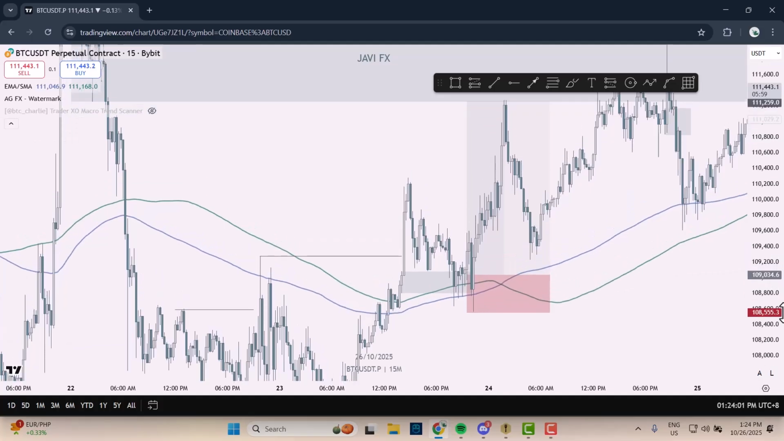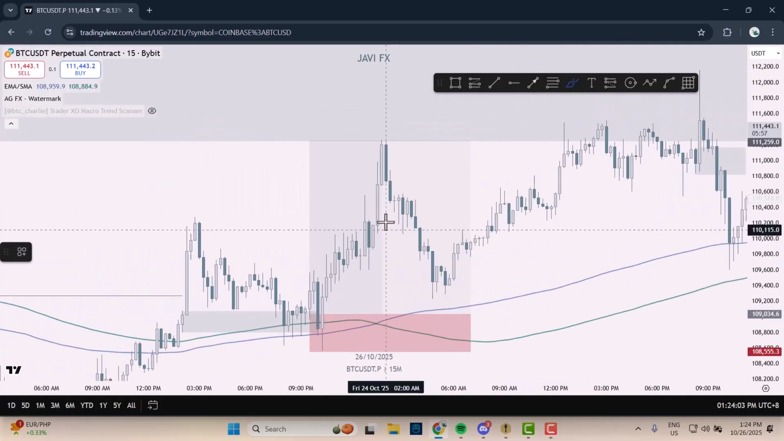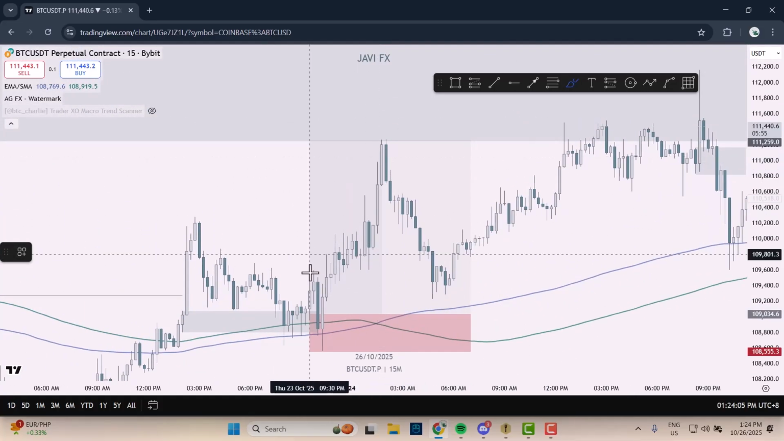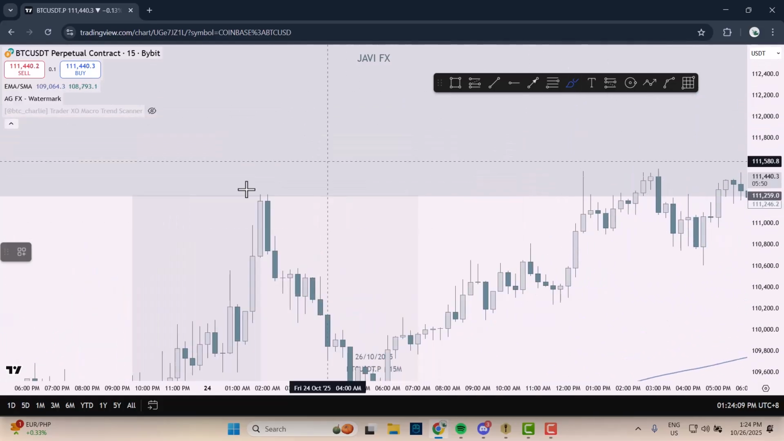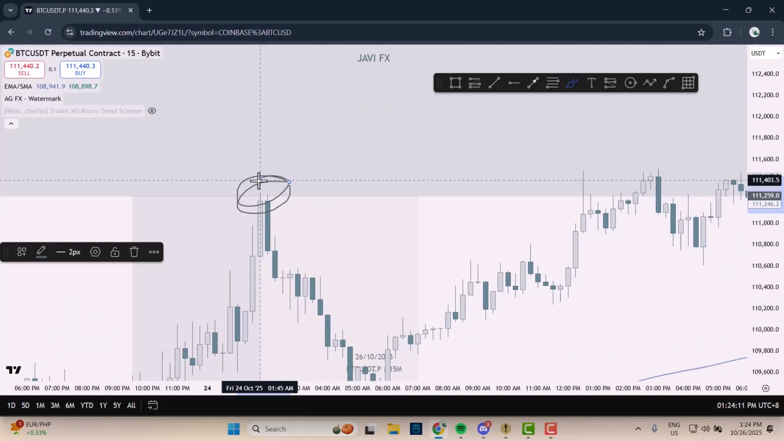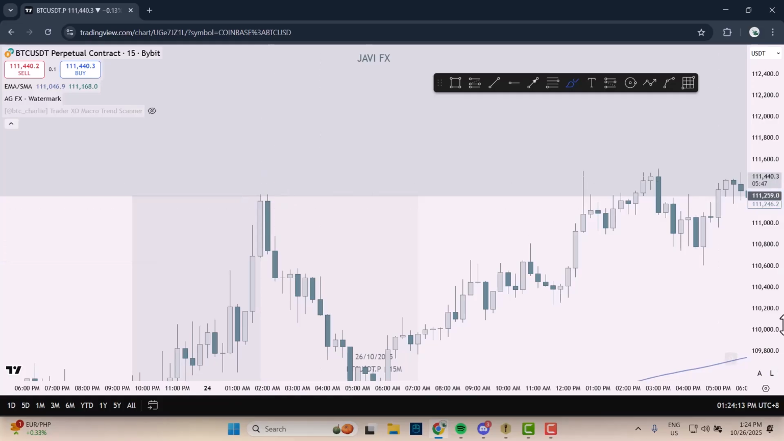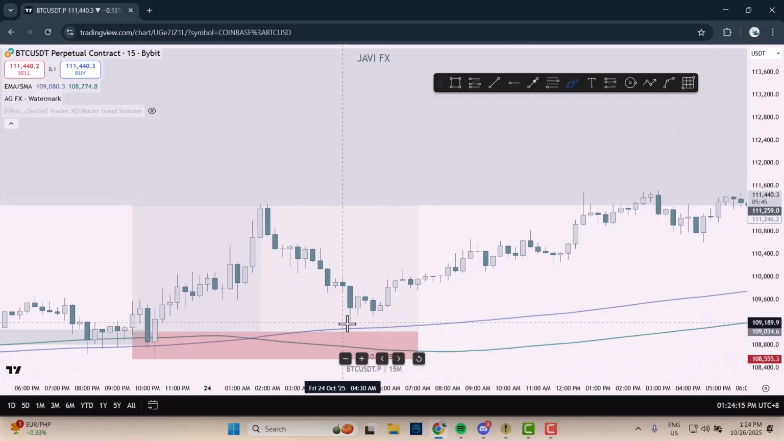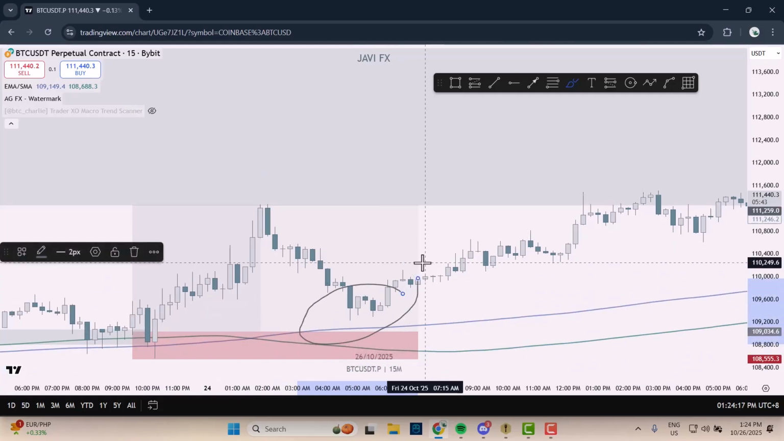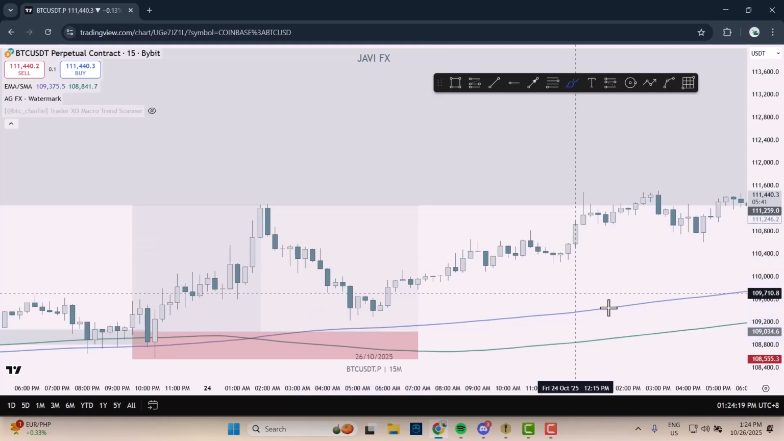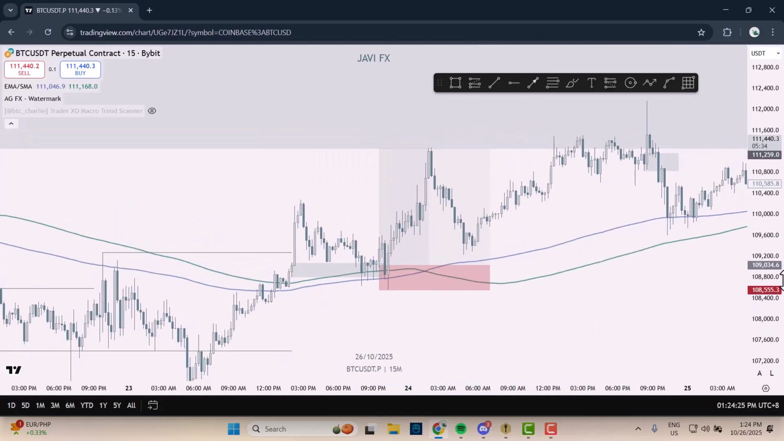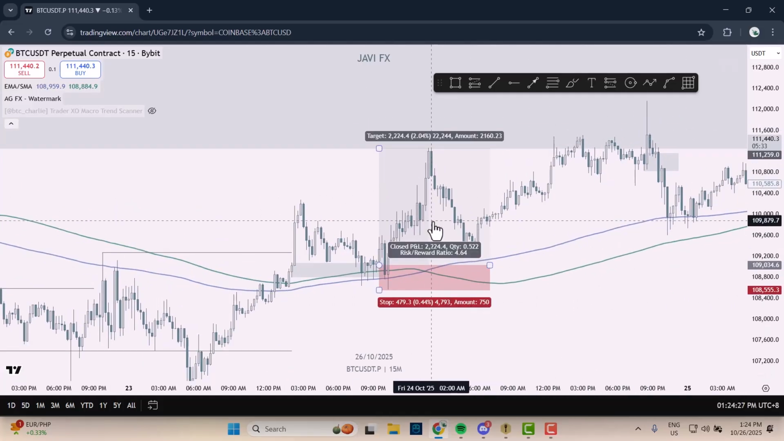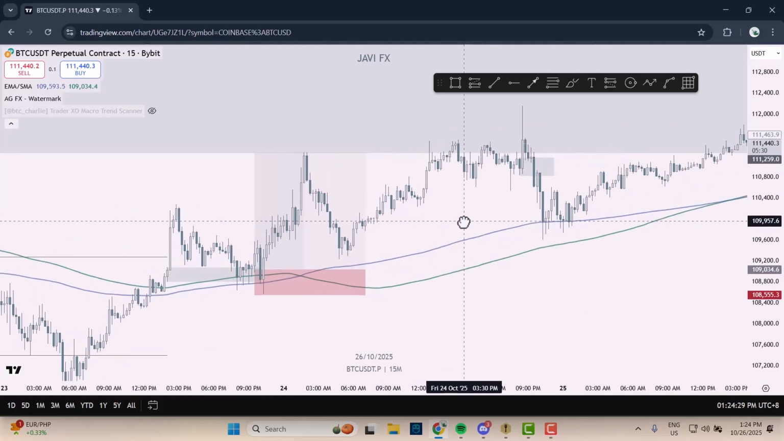Very, very simple. I went to sleep, stayed in this trade, and I woke up. It TP'd right at that 4 hour supply that I marked. And when I woke up, it was already pretty much down here. So very good targets. Very conservative targets. 4.64 risk to reward is still very good.